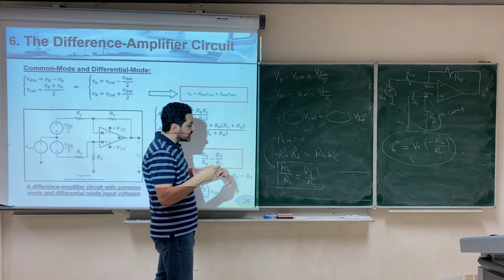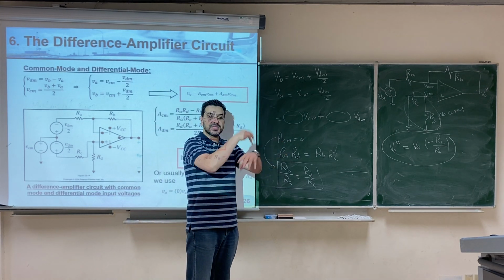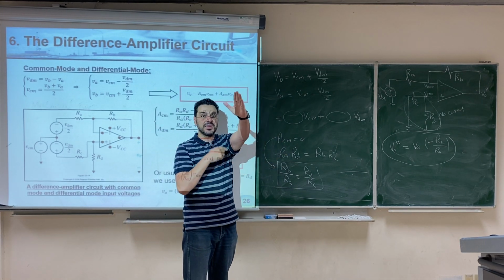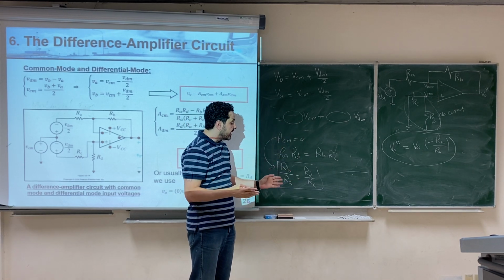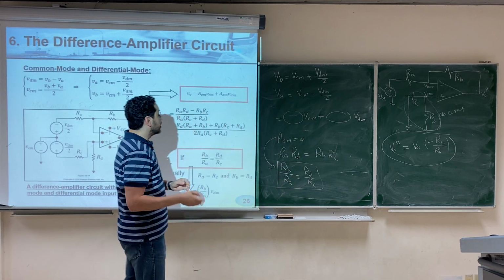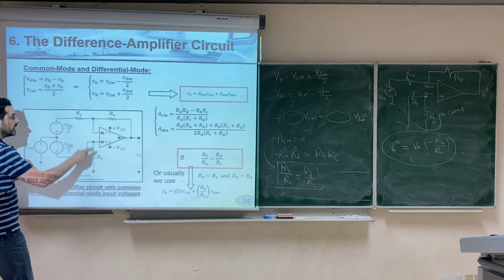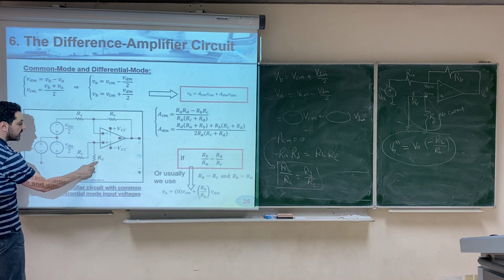If I give you some other symbols, or I give you the resistors flipped, RA is there and RB is here and RC. So if I change the naming of the resistors, you will be confused. So remember as following: this over this must be equal to this over this.